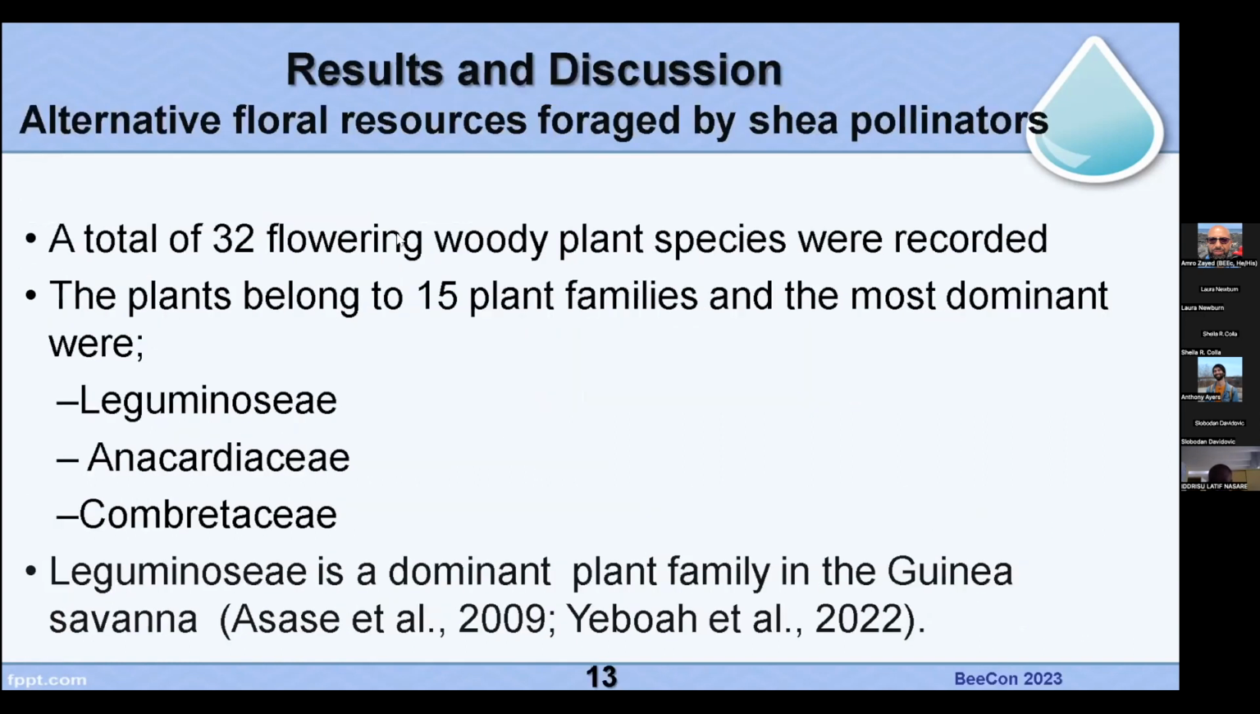So the results, what did we find? We recorded a total of about 32 woody plants that flower in the savanna, and the plants belong to about 15 families. But the dominant families in which these plants belong were Leguminaceae, Anaceae, and Combretaceae. The dominance of Leguminaceae is not that surprising because most studies that look at plant diversity in the savanna recorded this as the most dominant plant family.